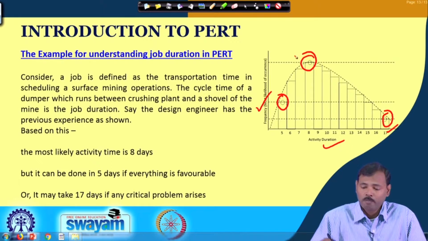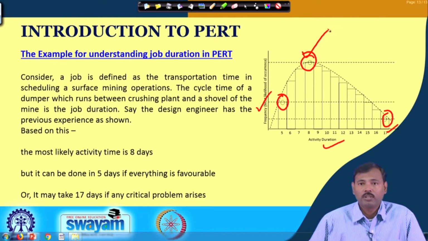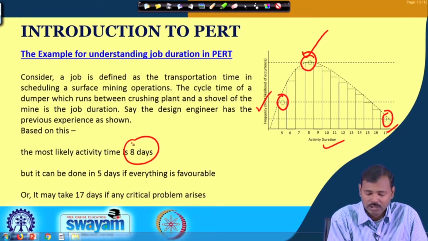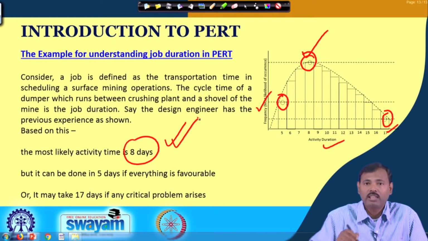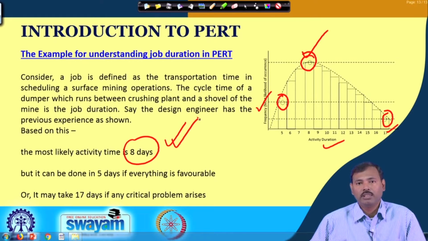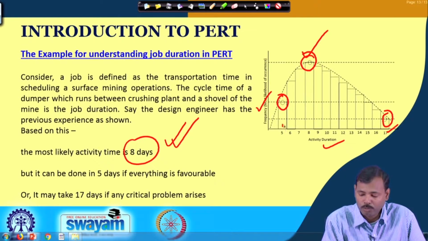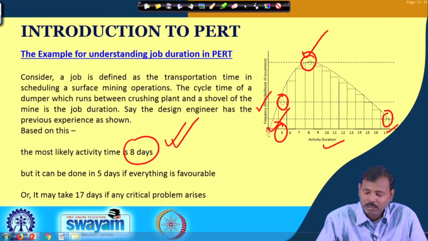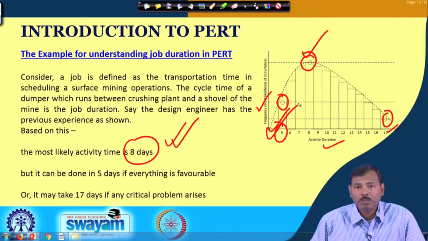So, this is the time which we experience most of the time, whether it is days, hours or minutes, and that is the most likely time. This is the most optimistic time: maybe the dumper operator drove the dumper very fast, or everything was fine and that is why the time taken was very little. So, this was the minimum time we have experienced so far.